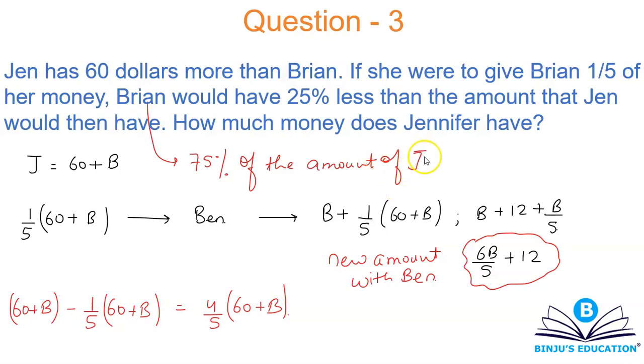Of Jen. 25% less basically means Brian is going to have 75% of what Jen has. So I can conclude that 6b by 5 plus 12, that is the amount with Ben, is equal to 75%, which is 3/4 of 4 by 5 of 60 plus b.